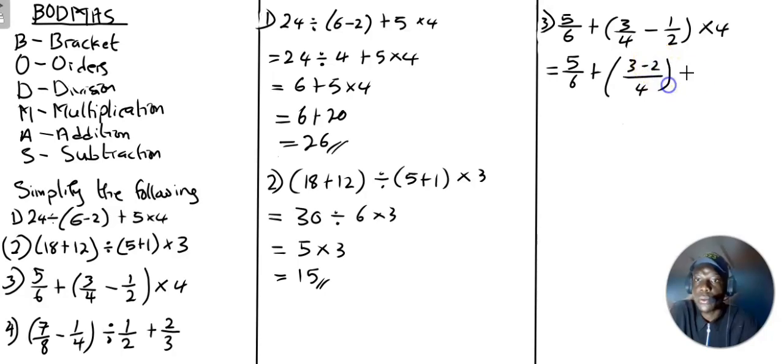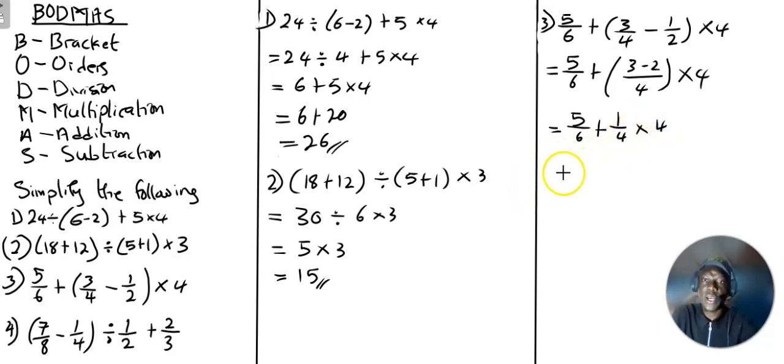Brackets close times 4. Now this is equal to 5 over 6 plus, we are still solving the questions in the bracket. Okay, we will solve it till we are sure that we are done with everything in the bracket before we now proceed to solve other signs. Now 3 minus 2 will give us 1 over 4, so we have 1 over 4. So we have succeeded in simplifying the question in the bracket. So times 4.